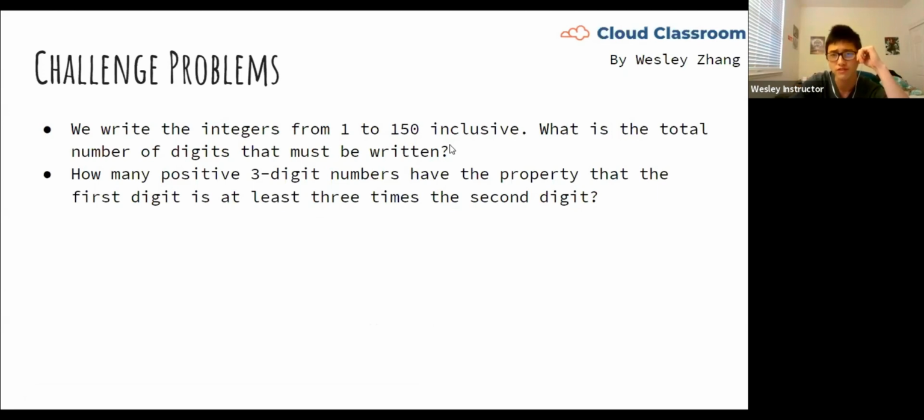Write the integers from 1 to 150 inclusive. So that means including 1 and 150. What is the total number of digits that must be written? How many positive 3-digit numbers have the property that the first digit is at least 3 times the second digit?